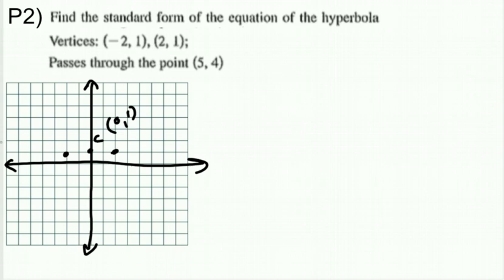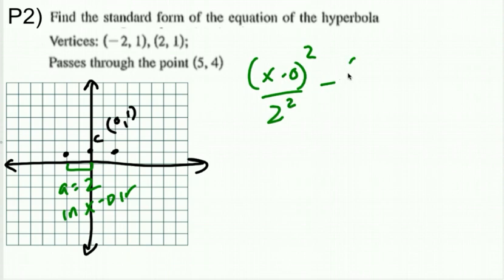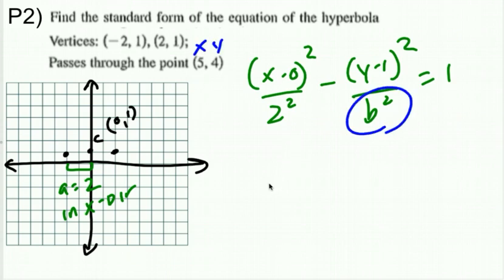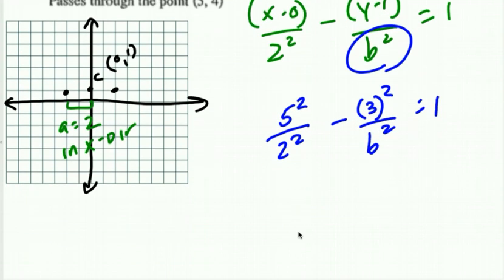So here's what I know. I know that a is 2 in the x direction, all right? Well, that's enough to tell me that it's (x minus 0) squared over 2 squared minus (y minus 1) squared over b squared that I don't know equals 1. I'm then going to plug in x, y, and that'll let me solve for b squared. So when I plug in x, I get 5 squared over 2 squared minus, when I plug in y, I'm going to get a 3 squared over b squared equals 1.